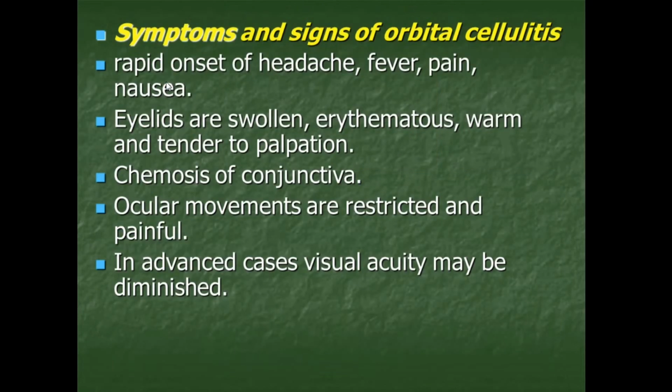As for the symptoms and signs of orbital cellulitis, the patient complains of headache, fever, pain, nausea. During examination, we see that eyelids are swollen, red, warm, and tender to palpation. We can see chemosis of the conjunctiva. Ocular movements are restricted and painful. In advanced cases, visual acuity may be very low.